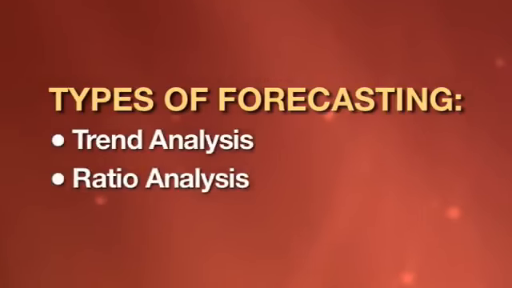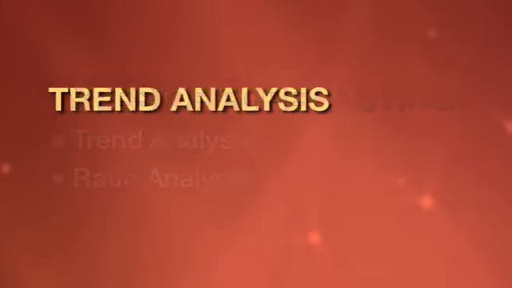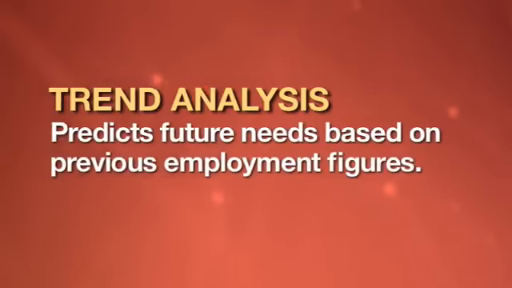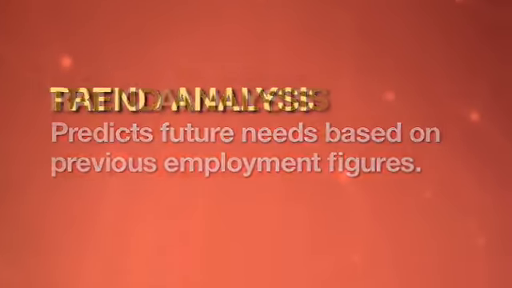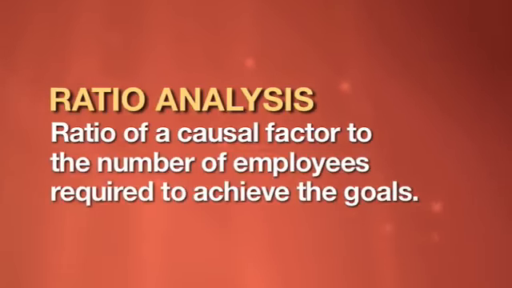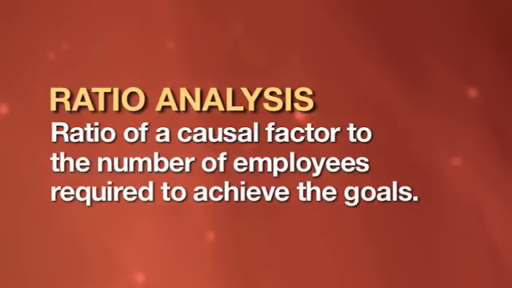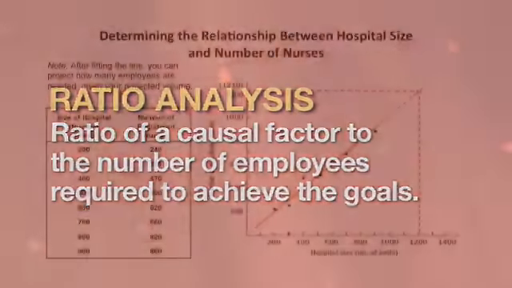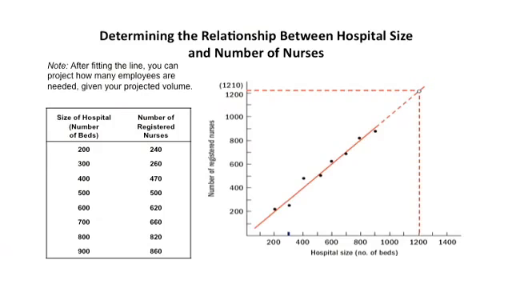There are two main types of forecasting: trend analysis and ratio analysis. Trend analysis uses previous employment figures to predict future needs. A ratio analysis focuses on the ratio of some causal factor, like sales volume, and the number of employees required. So if the organization wants to increase the sales volume by 5%, how many more salespeople do we need to achieve this? Here is the graphical representation of forecasting.